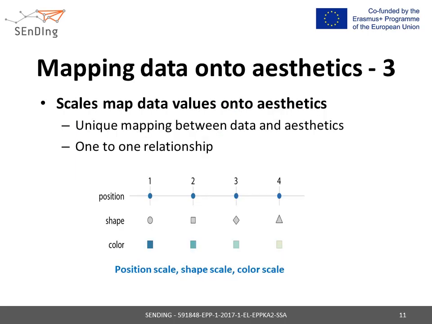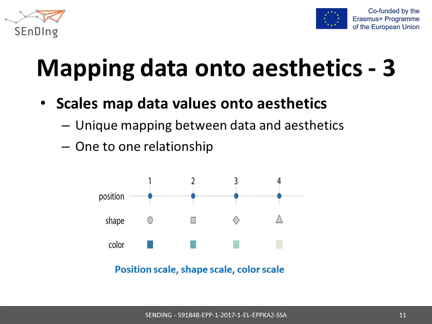To map data values onto aesthetics, we need to specify which data values correspond to which specific aesthetics values. For example, if our graphic has an x-axis, then we need to specify which data values fall onto particular positions along this axis. Similarly, we may need to specify which data values are represented by particular shapes or colors. This mapping between data values and aesthetics values is created via scales.